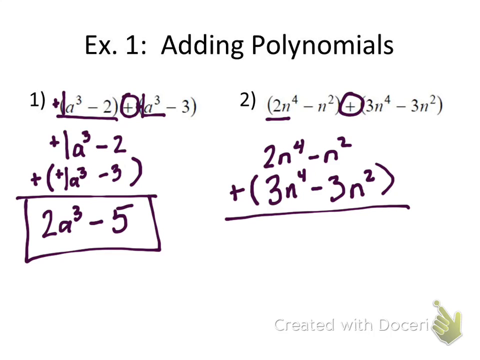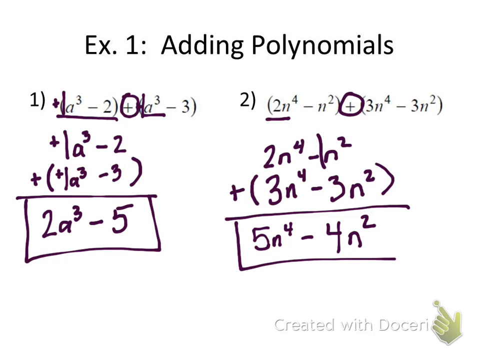Write it across. 2n to the fourth plus 3n to the fourth is 5n to the fourth. Negative n squared plus negative 3n squared is going to be negative 4n squared. The reason for that is because there's a negative 1 here. So it's like saying negative 1 plus a negative 3 is negative 4. Then we make sure that we simplify if we can. But we don't have anything else to simplify, so we box our answer.